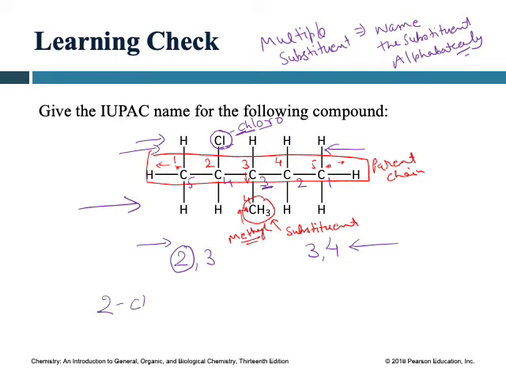So we have to write 2-chloro, hyphen, on the third carbon we have methyl, and then you have to write the parent chain. Parent chain has 5 carbons. 5 is pent, and then ANE, because this is an alkane, so pentane. So the name for this compound is 2-chloro-3-methylpentane.